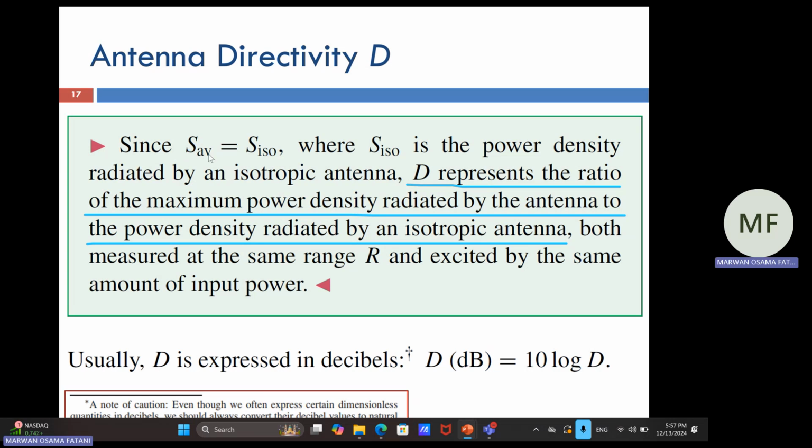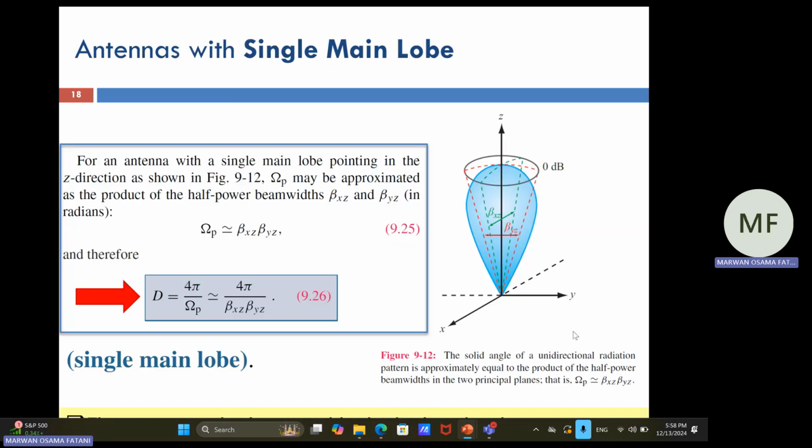And since we have S_av equal to the isotropic, where the isotropic is the power density radiated by an isotropic antenna, D represents the ratio of the maximum power density radiated by an antenna to the power density radiated by an isotropic antenna. Both are measured at the same range R and excited by the same amount of input power, which I explained just now. And again, directivity is usually expressed in decibels, which is just 10 log of the directivity.